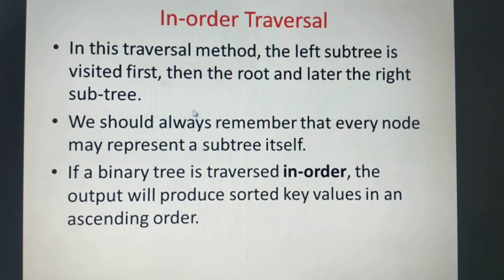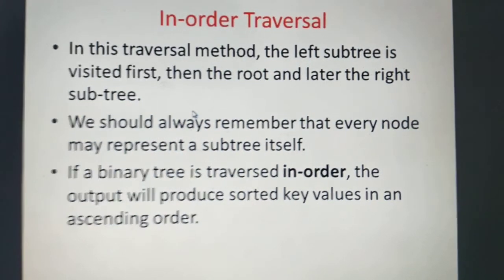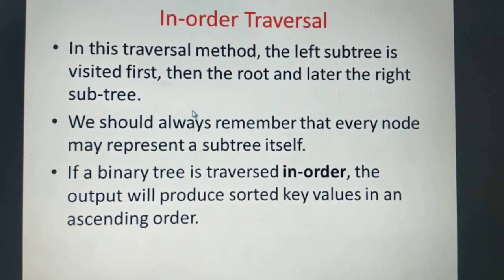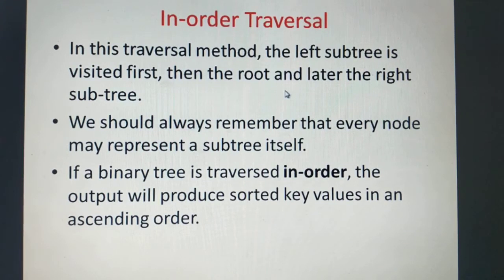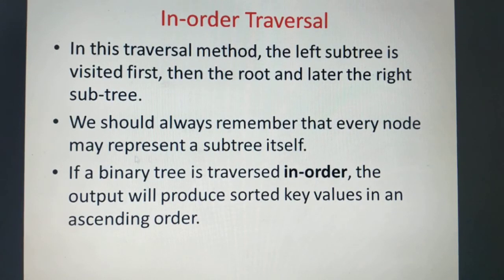Now let us look into the first method, the in-order traversal. In the in-order traversal method, the left subtree is visited first, then the root, and later the right subtree. We must always remember that every node may represent a subtree itself. A tree has a root node, then a left subtree and a right subtree. So we should always remember that every node may represent a subtree itself.